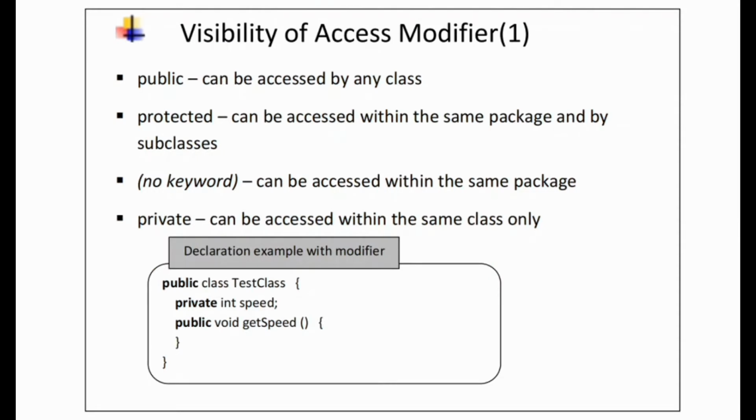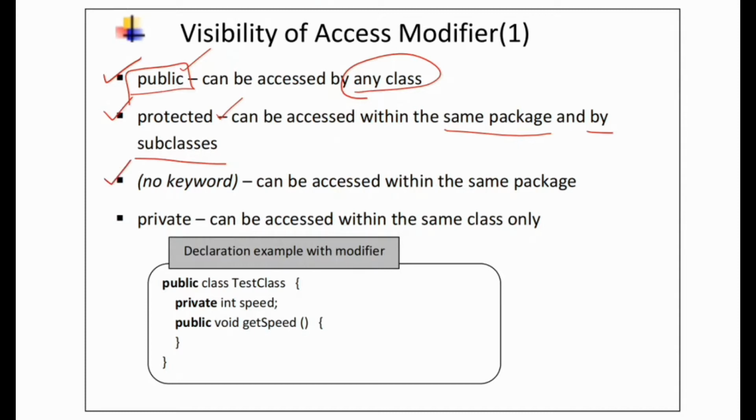The access modifier public can be accessed by any class. The visibility of any object or fields, methods, constants, or classes that are declared using the access modifier public is that they are visible inside the package and outside the package in the entire project. The second is protected. Any object that is defined using this access modifier can be accessed within the same package and also by subclasses. Subclasses is a topic in inheritance which we're going to discuss soon.